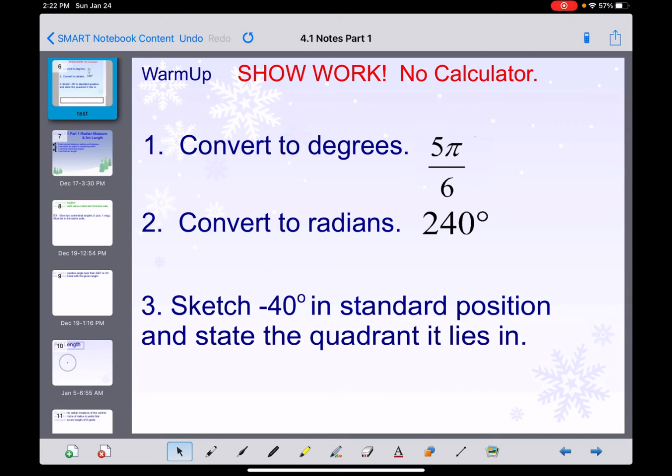So I would pause your video, try these two problems showing some work without a calculator, and then when you're finished, you can go ahead and restart the video. I will give the answers, and then I will go through them in case you miss any of them.